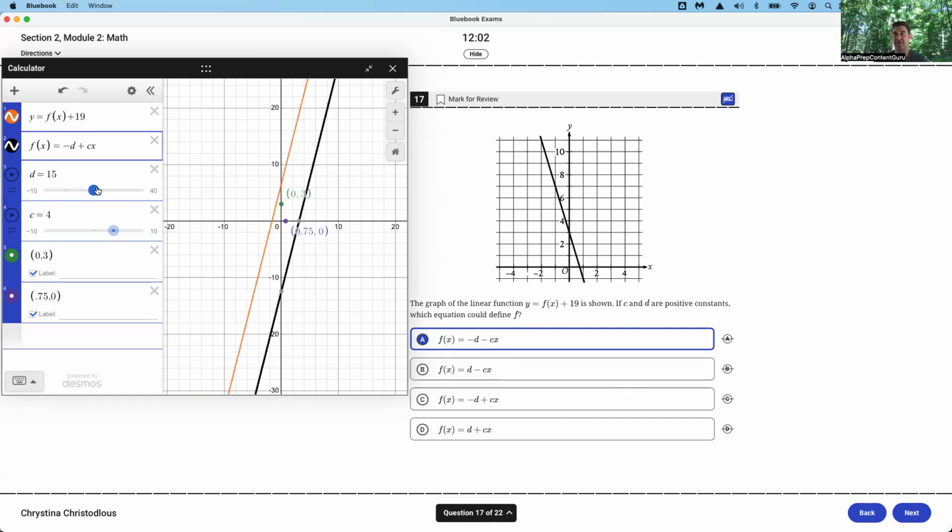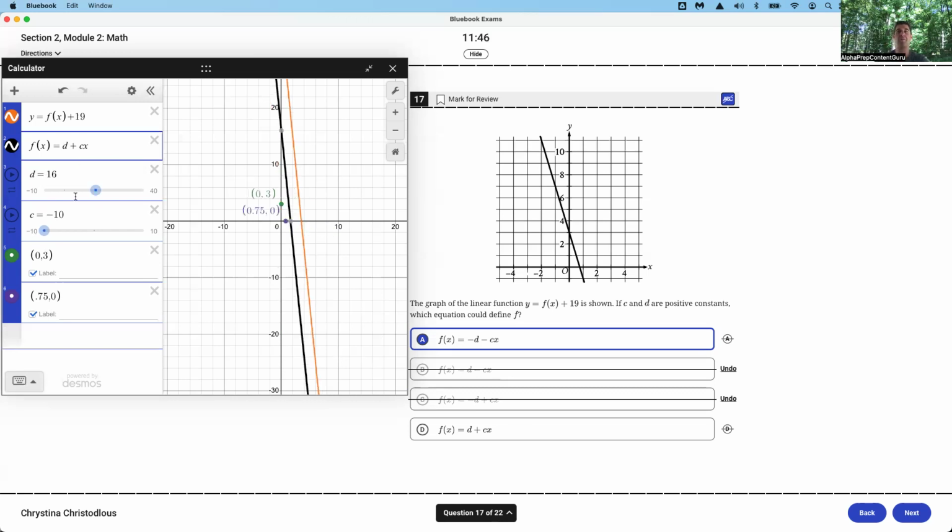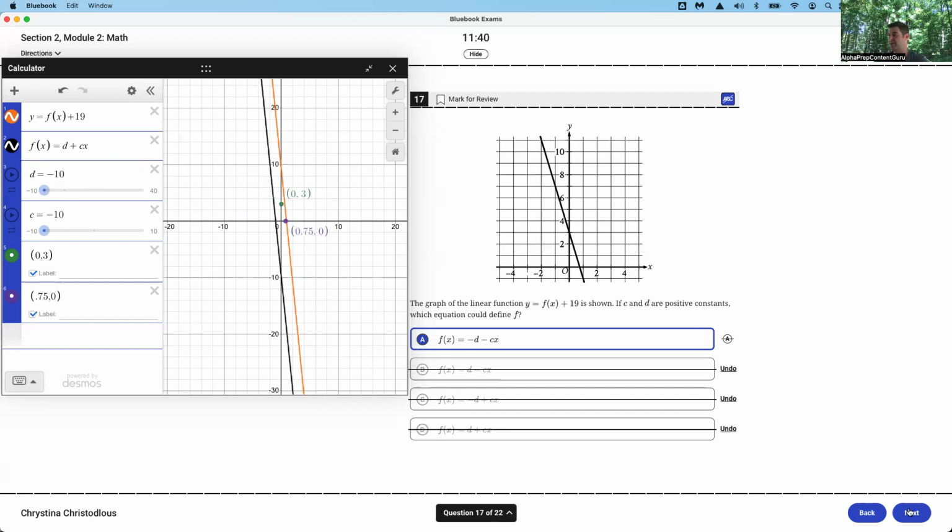I can go like this. Let's see. So I can do this. That's cool. Then if I want this to go in the other direction, I'd have to go into the negatives. So B and C both don't work. And then this is D plus CX. And so this obviously doesn't work on both fronts. The only way to make it happen is to be negative in both. So the answer is A. It was the right thing to do.